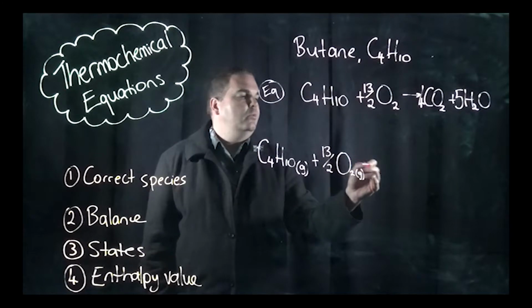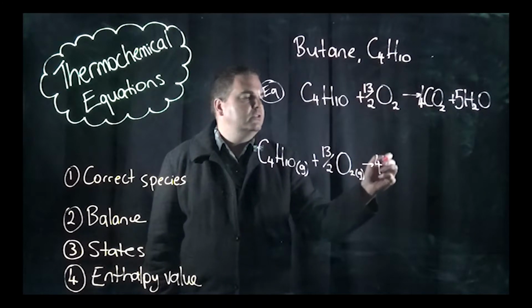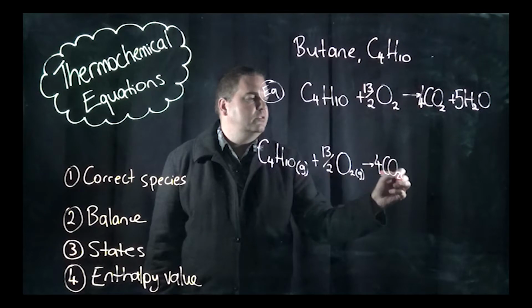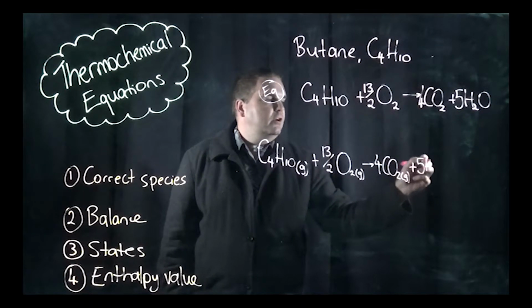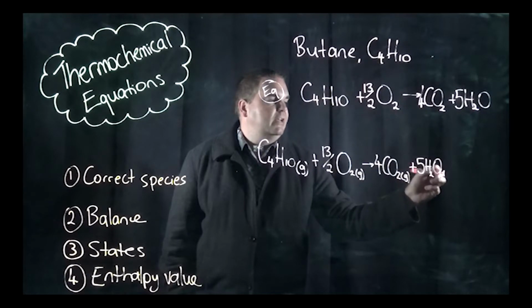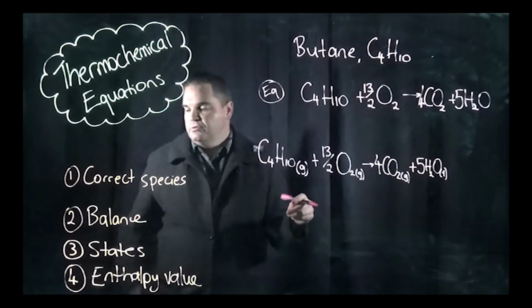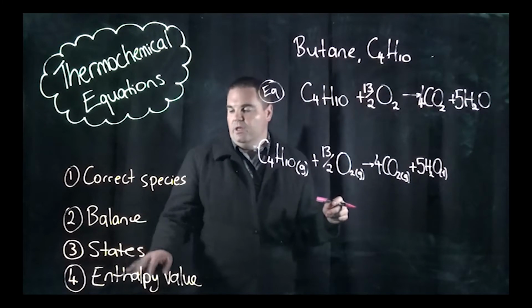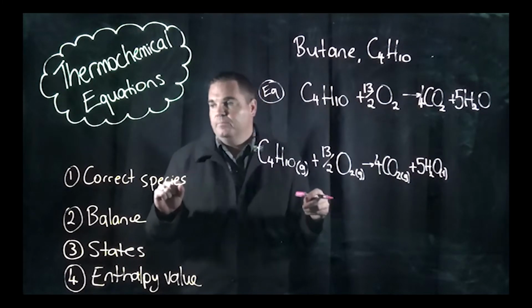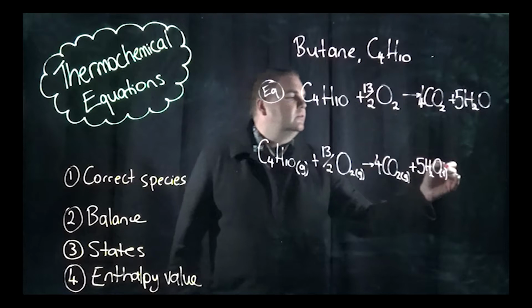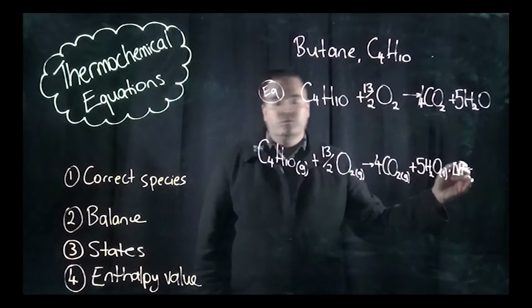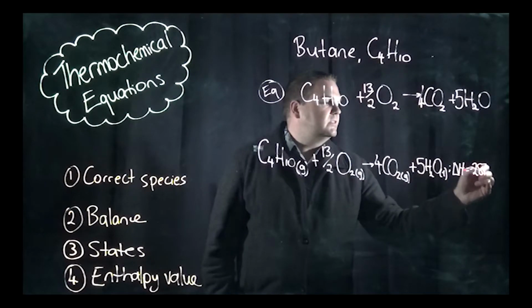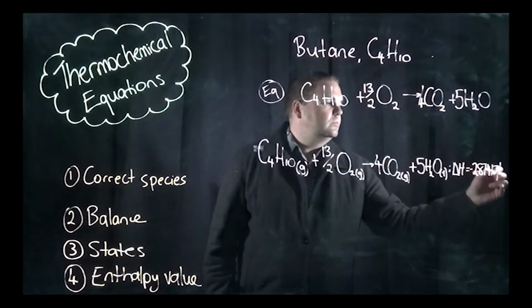also. We get from that 4 moles of carbon dioxide, which is also a gas at room temperature, and we also produce 5 moles of water, which is a liquid at room temperature. So we've introduced step 3, which is the states. The final thing is to introduce an enthalpy value, and for butane, we put it at the end, delta H equals negative 2,874 kilojoules per mole.